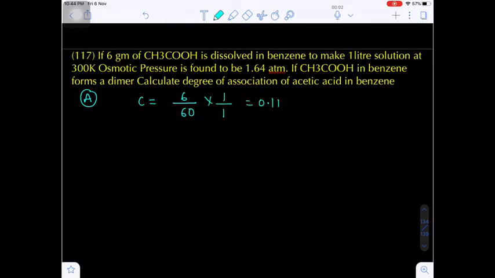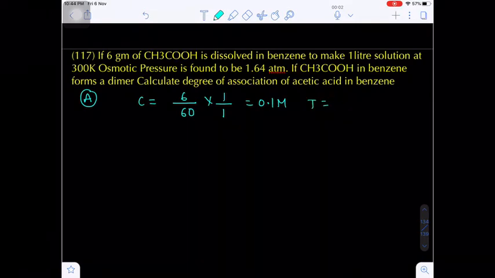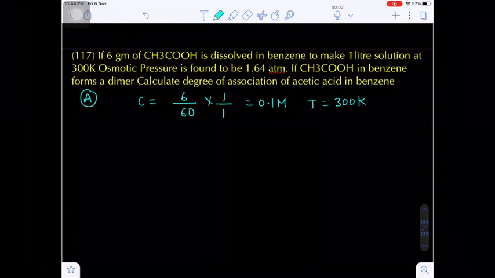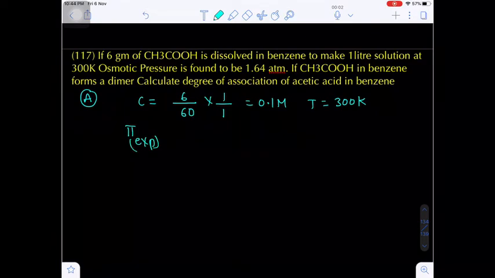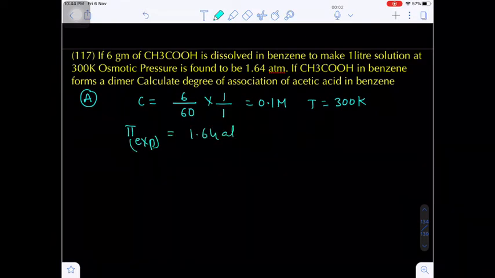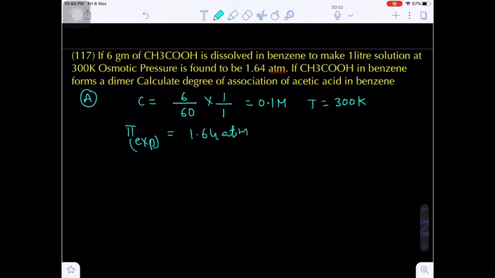So what is the molarity of acetic acid? 0.1 molar, and the temperature is given as 300 Kelvin. Now what is the experimental osmotic pressure value given in the question? That will be 1.64 atm. Okay, now I am calculating the theoretical or calculated osmotic pressure.